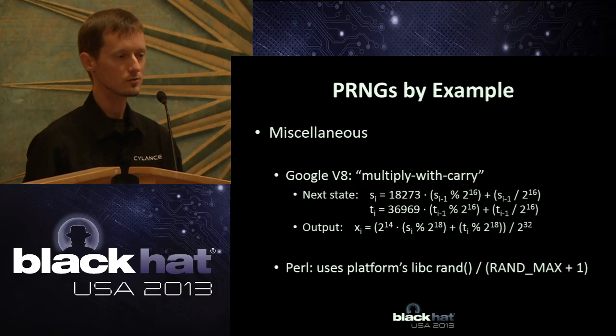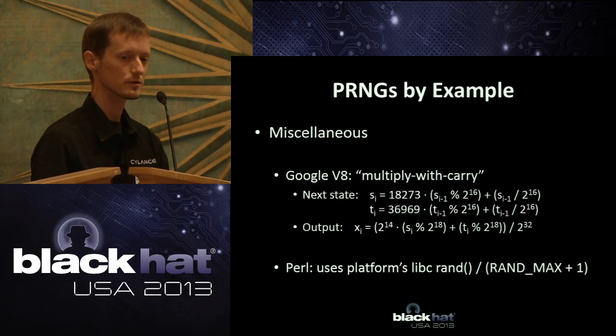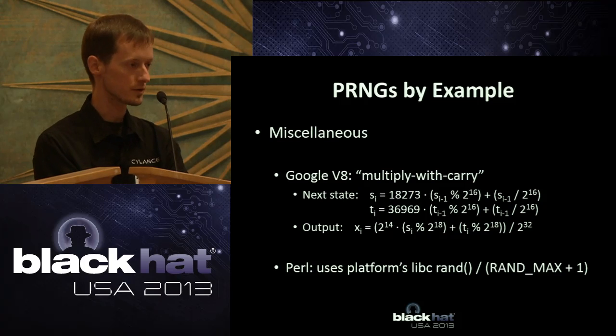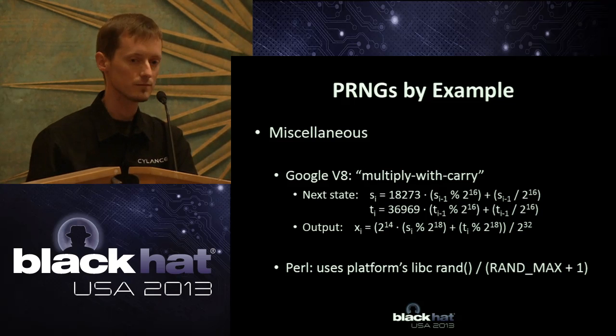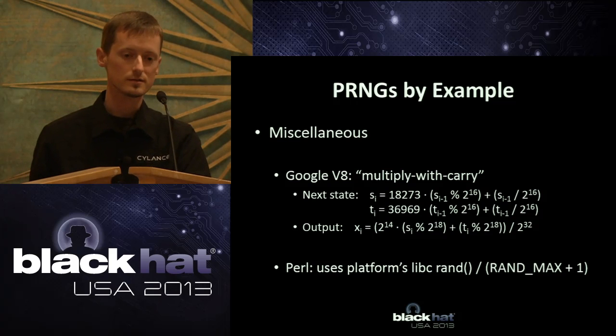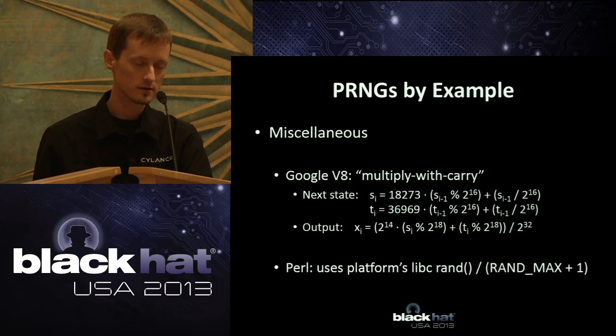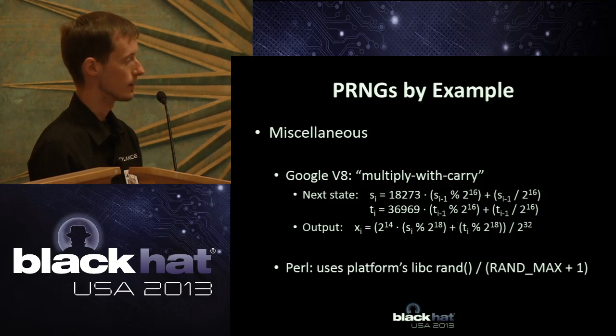Finally, we got this Google V8 PRNG. It's in their JavaScript engine, and they called it a multiply with carry algorithm. There's math for it, but we're not really going to get into it right now. And then Perl, in the limited cases I looked at, the basic rand just uses the underlying platform's rand, but then always normalizes it, like it divides it by RAND max plus 1 to make it a float.